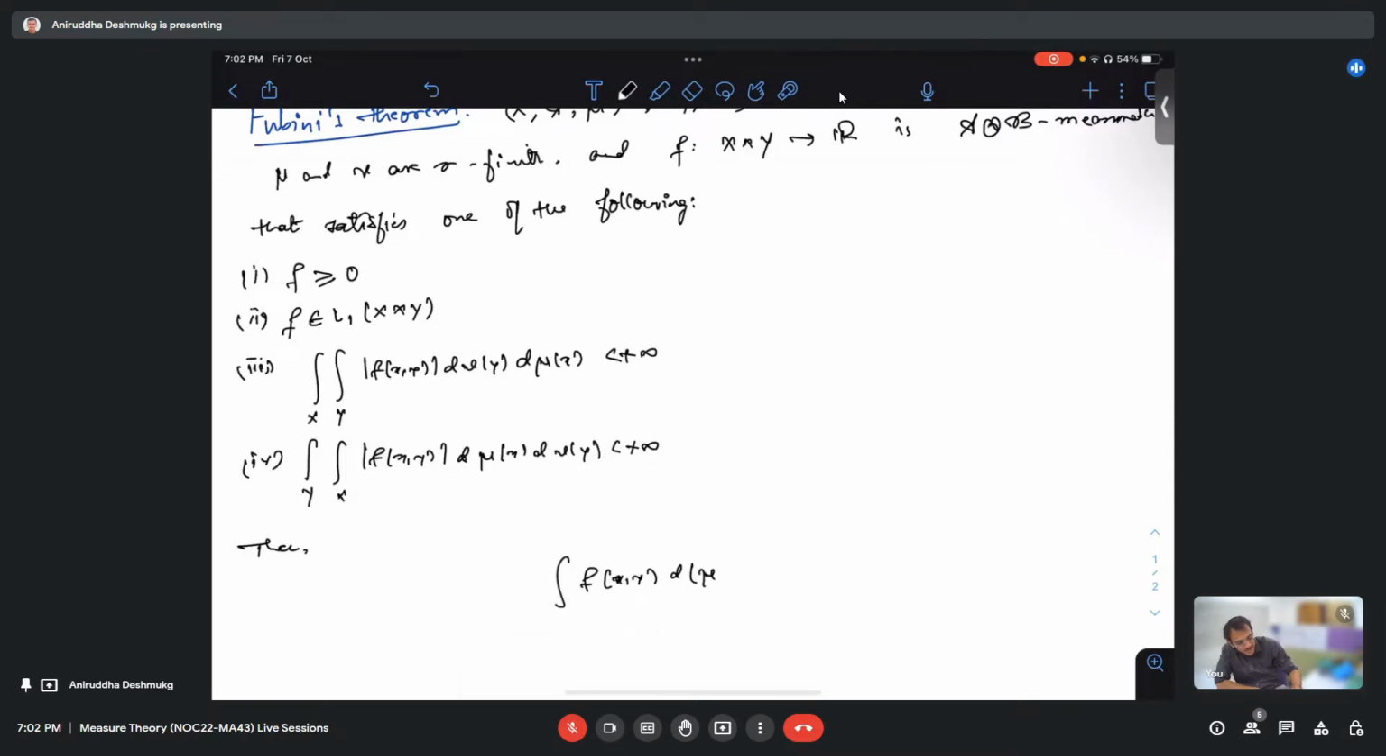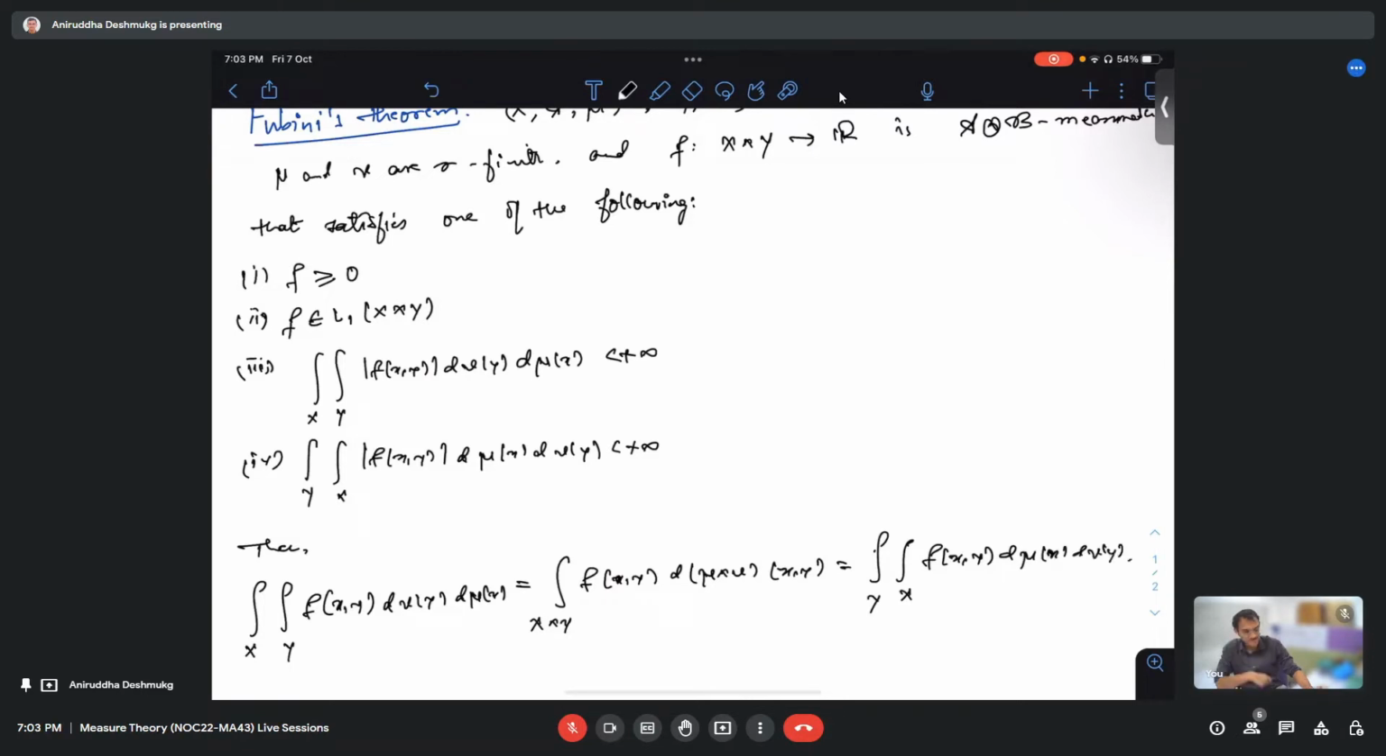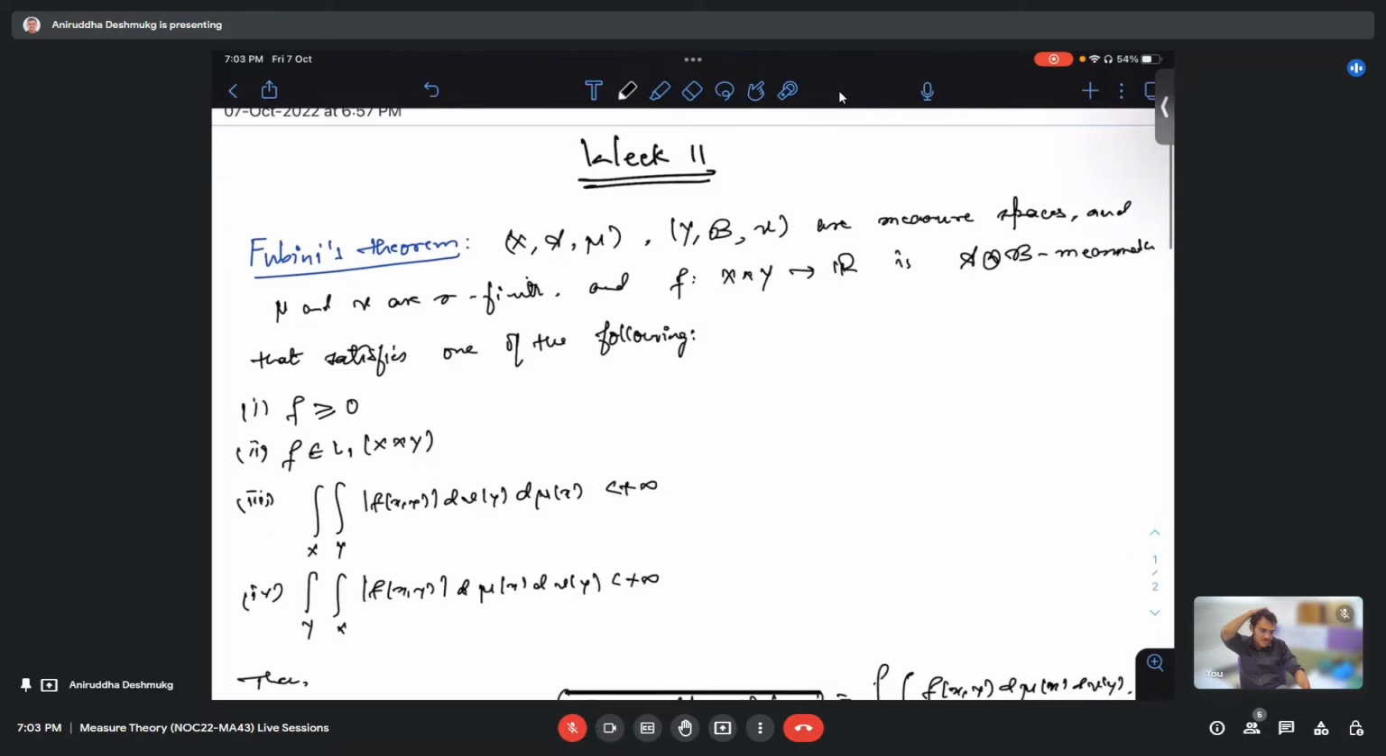in the product measure mu cross nu over X cross Y can be evaluated by integrating with respect to y first and then integrating with respect to x, or first integrating with respect to x, then with respect to y, and then we'll get the same answer, d mu(x) d nu(y). So this was the Fubini theorem.